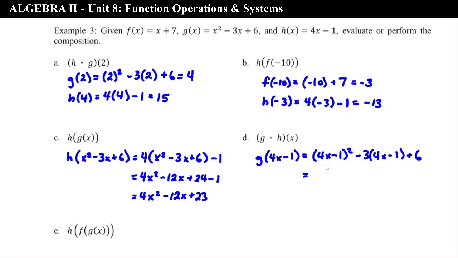So this we're going to expand. You can write it as 4x minus 1 times 4x minus 1 and do the FOIL method. When you do, you get 16x squared minus 8x plus 1. Here we're just distributing the negative 3, so we get negative 12x plus 3. And then we have our plus 6 on the end. And then again, we're just collecting like terms. 16x squared, negative 8x minus 12x gives us negative 20x. And then 1 plus 3 plus 6 gives us 10.